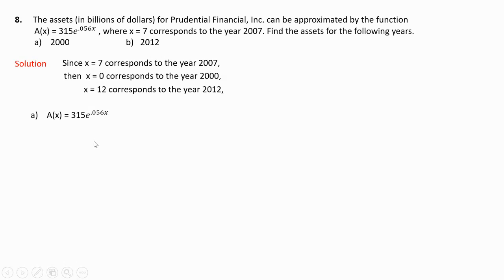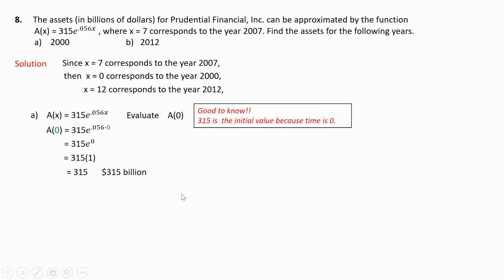So for the A part, all we're going to do is evaluate A of 0, which means we're going to plug in 0 for the x's. That's going to give us 315. Since the answer was in billions, we have to put billion, right? So it's 315 billion, because it says in billions of dollars. It's good to know that 315 is the initial value because time is 0. No time has passed. So this is your initial value, the 315.